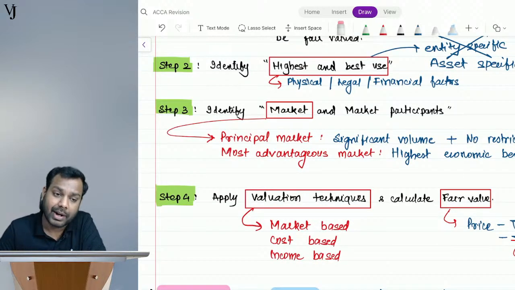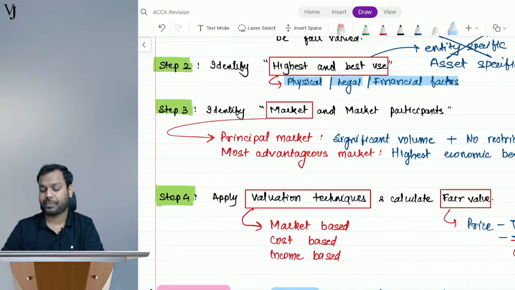Is it clear? Are you understanding this part, everyone? When I am assessing the highest and best use, I will see the physical factors, the legal factors, and the financial factors. Is it clear, everyone?